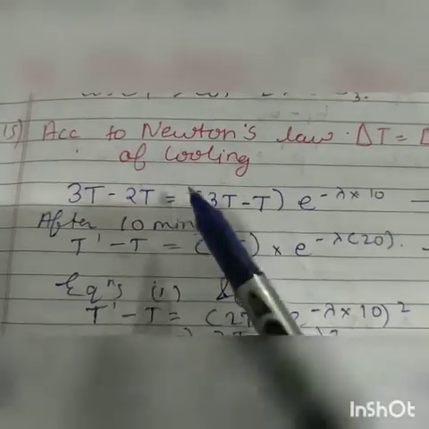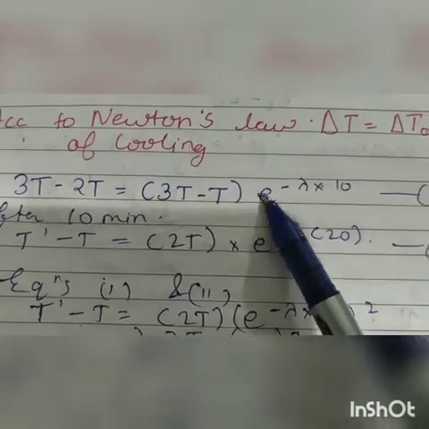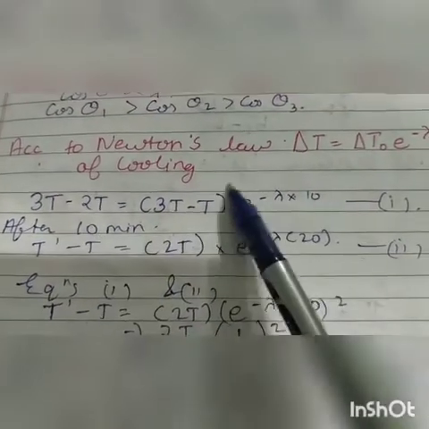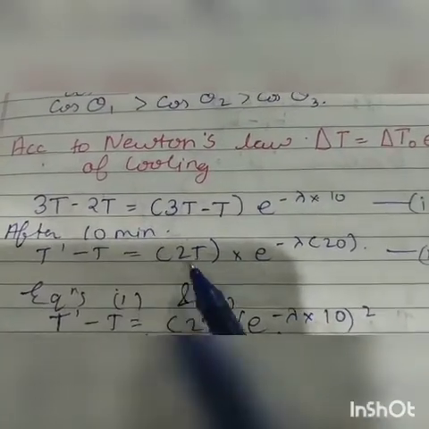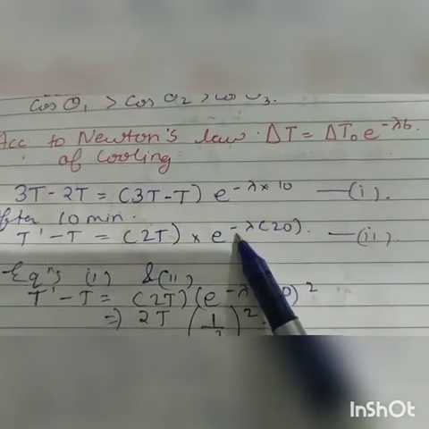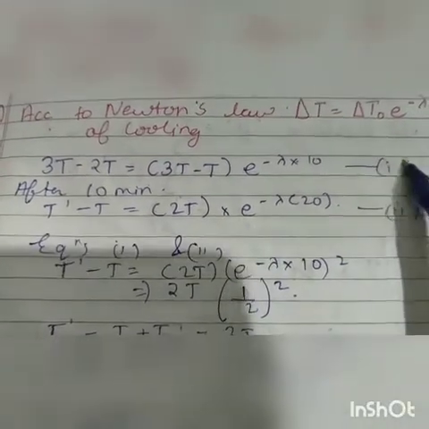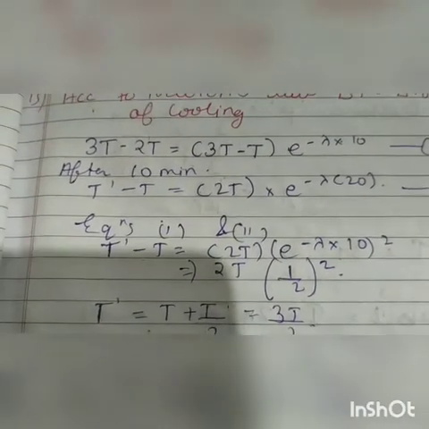So here it is 3T minus T is equal to 3T minus T e to the power minus lambda into 10. Here we just put all the values. So after 10 minutes it's T dash minus T is equal to 2T into e to the power minus lambda 20. So we will write it as two equations and combine them, and we get 3T by 2. So here our correct option is 3T by 2.